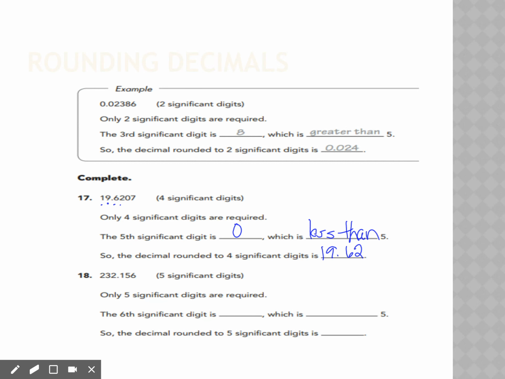zeros here. And then for 18, 5 significant digits, 1, 2, 3, 4, 5. So I'm looking at the number to the right of the 5, which is a 6. Since it is greater than 5, I'm going to raise up my 5 by 1. So the decimal rounded is 232.16. That's it for Chapter 1.